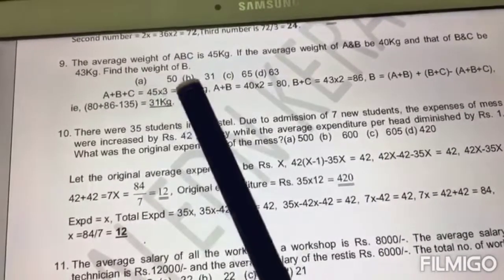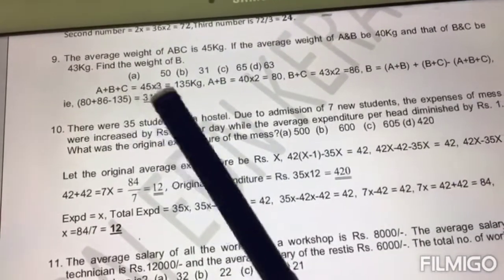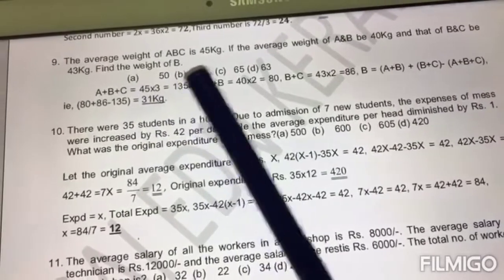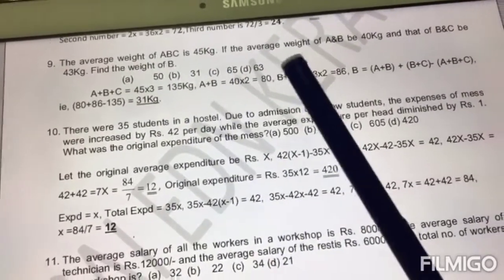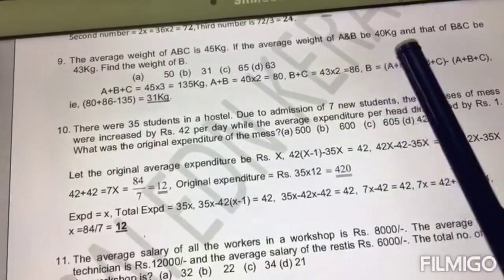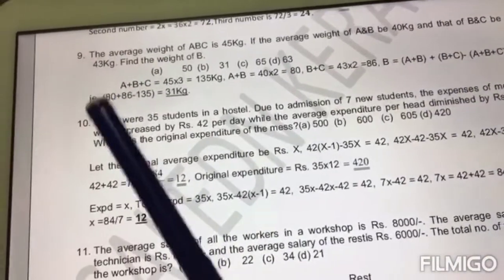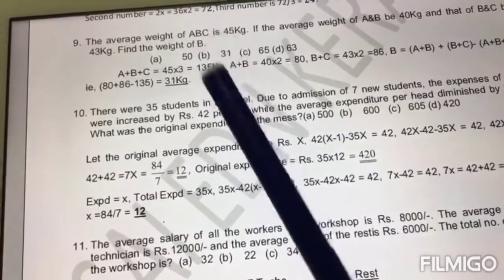Okay, so we left at number 8, we finished 8, we start 9. The average weight of A, B, C is 45 kg. If the average weight of A and B be 40 kg and that of B and C be 43 kg, find the weight of B. Okay, let's try and do it ourselves.